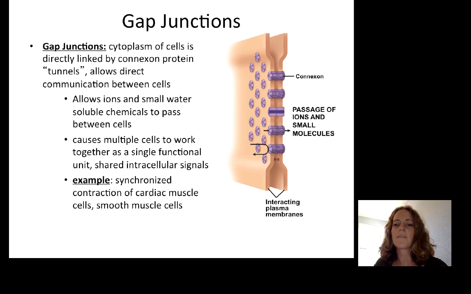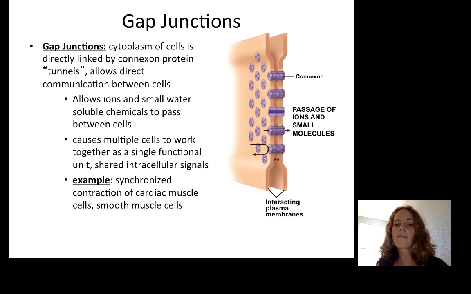So these tunnels, or the gap junctions, are allowing small water-soluble molecules to pass where they wouldn't normally be able to get through. It will cause multiple cells to work together as a single functional unit, and there will be synchronized activity between these cells.